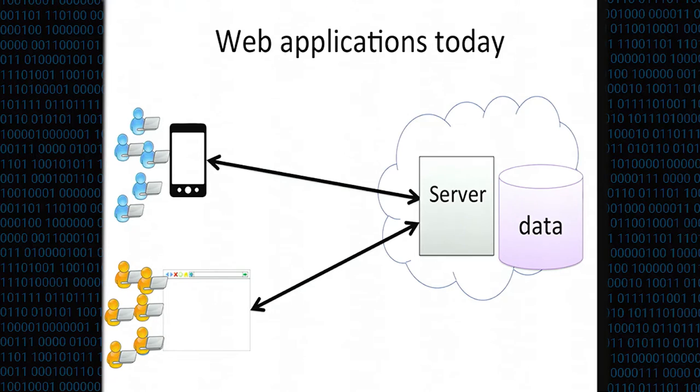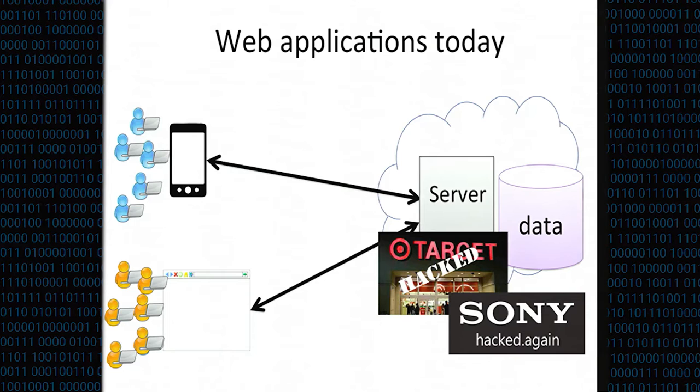So web applications are amazing, and everybody uses them. They're really ubiquitous, but they basically have two parts. There's a client front end that runs on a browser or on a mobile phone, and there's a back end that runs on a server that the client communicates with. The data that's generated on the client side is stored only on the server. This model works just fine until there's a breach and user privacy is compromised.